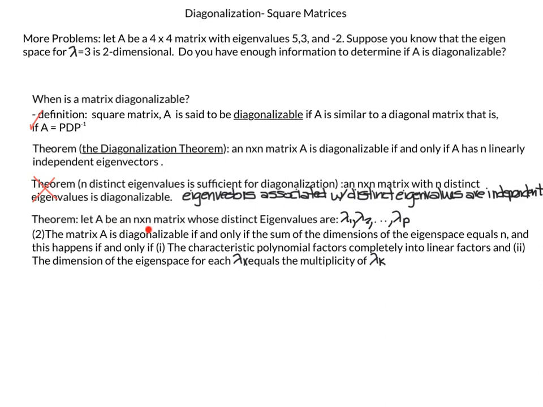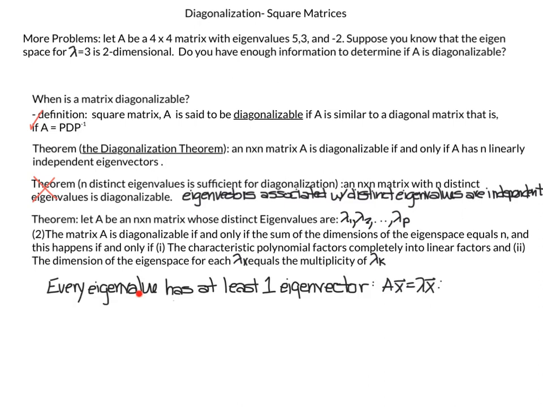And then last, let A be an n by n matrix whose distinct eigenvalues are lambda 1, lambda 2. In this case, we would have lambda 3. We have 3 eigenvalues, fewer than n. The matrix A is diagonalizable if and only if the sum of the dimensions of the eigenspaces equals n. So let's take a look at that.